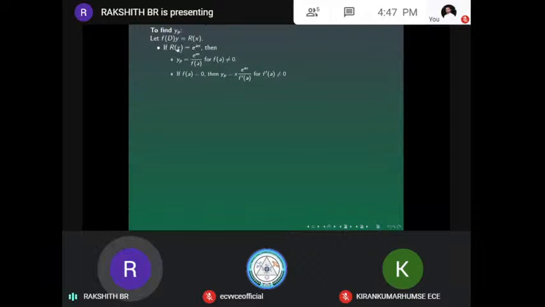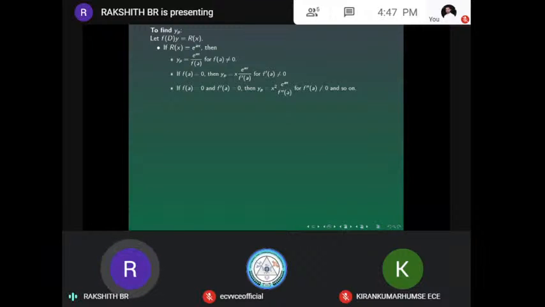So if R of x is of the form e power x, then Yp is determined as follows. Yp is e power x by f of a for f of a not equal to 0. And if f of a happens to be 0, then Yp is given by x e power x by f dash of a. This is true for f dash of a not equal to 0. Okay. And also this process you can just continue if f dash of a is equal to 0.